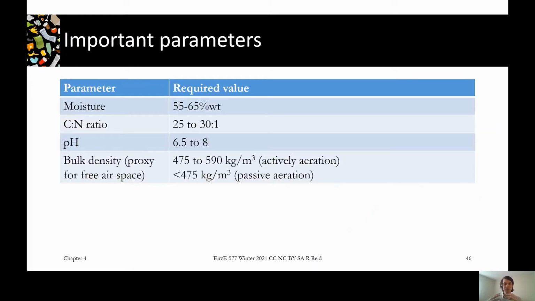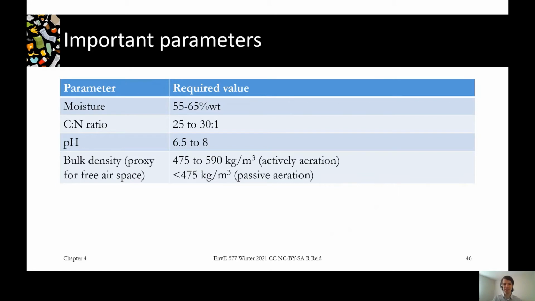Important parameters for composting, similar to AD. So the moisture is the one that's really different. So in composting, we're not pumping things around. We need there to be a certain bulk density, so there's enough space for air in the pile to get that oxygen touching everything. So really important to have our moisture in the 55 to 65% weight range.